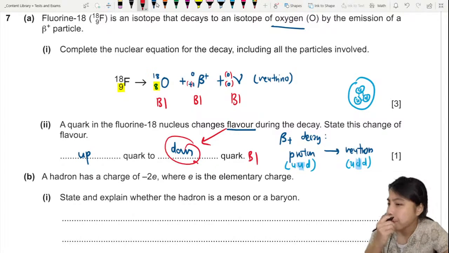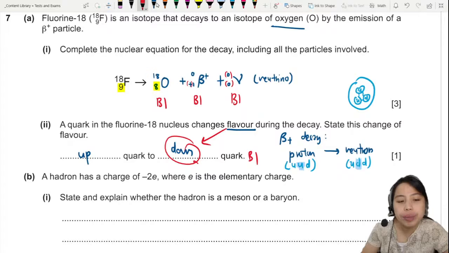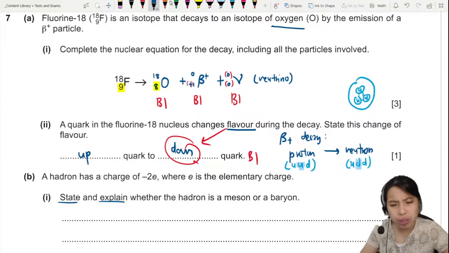So that's B1. Okay, next part. A hadron has a charge of negative 2e. State and explain whether the hadron is a meson or a baryon.